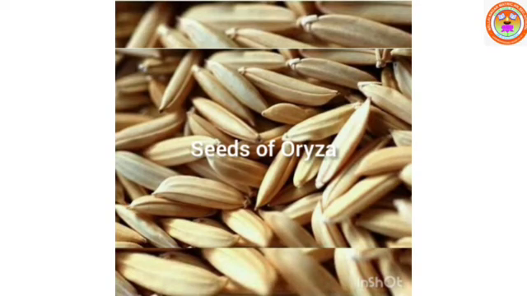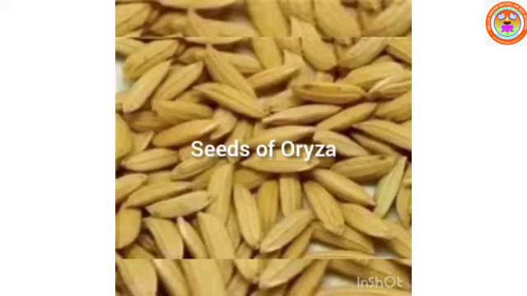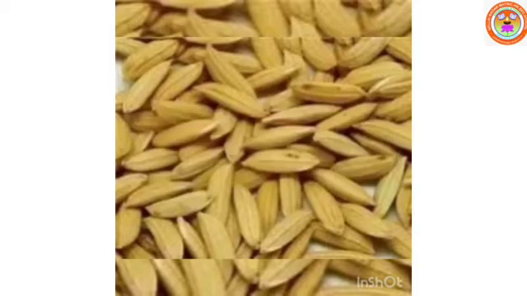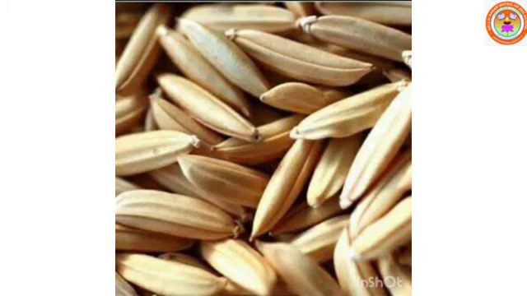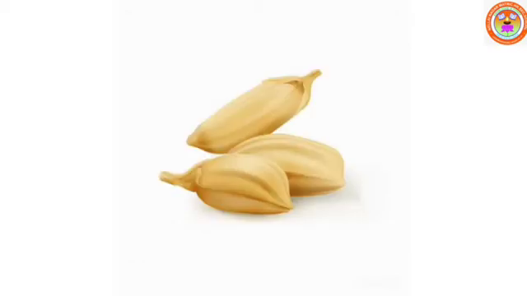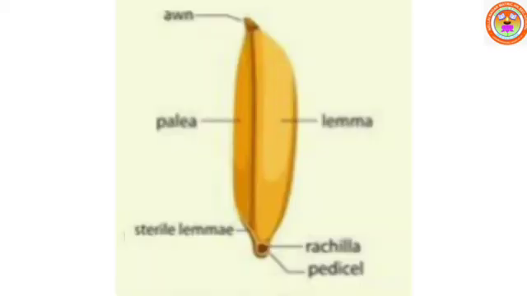Monocot seed. Let us continue. The seed of paddy is one-seeded and it is called caryopsis. Each seed remains enclosed by a brownish husk which consists of glumes arranged in two rows. The seed coat is a brownish membranous layer closely adhered to the grain.